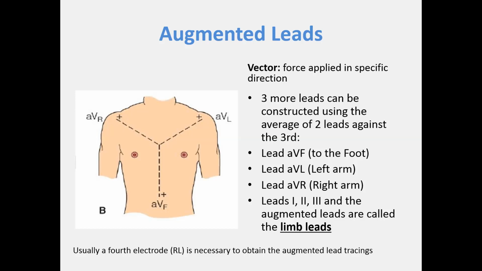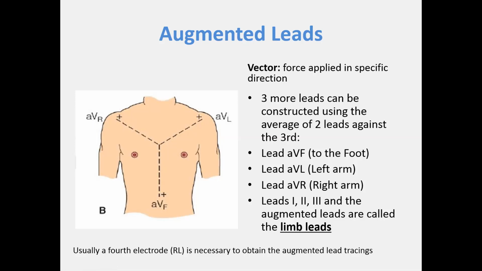So for example, augmented vector to the foot is taking the average of these two leads, and it's looking at the heart in this direction. Augmented vector to the right arm is taking the average of these 2 and it's looking at the heart in this direction. Augmented vector to the left arm is taking the average of these two, and it's looking at the heart in this direction.